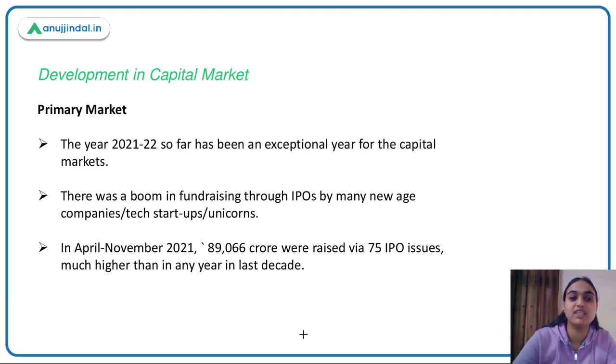In fact, we have seen a lot of IPOs in the past year. Various new tech companies came up, new age companies came up, unicorns emerged. A lot of fundraising has happened through the IPOs. So capital markets ko ek bada boost mila hai. In fact, 89,066 crore was raised via 75 IPOs in the time period between April to November 2021. And that's exceptional as far as the primary markets are concerned.